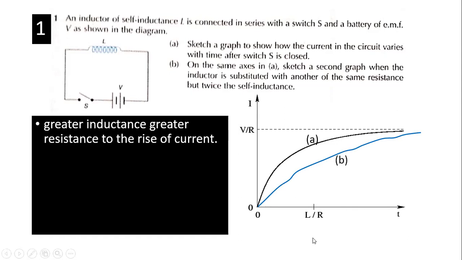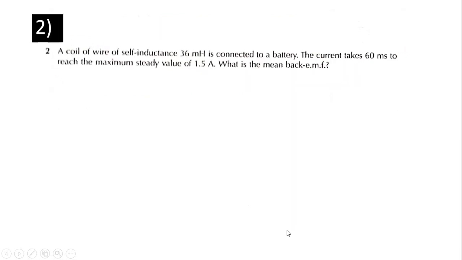Okay. Number two, a coil of wire of self-inductance 36 millihenry is connected to a battery. The current takes 60 milliseconds to reach the maximum steady current of 1.5 ampere. What is the mean back EMF? Okay, what formula to use?